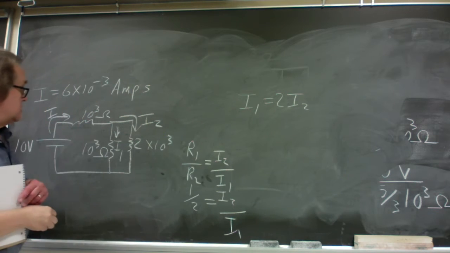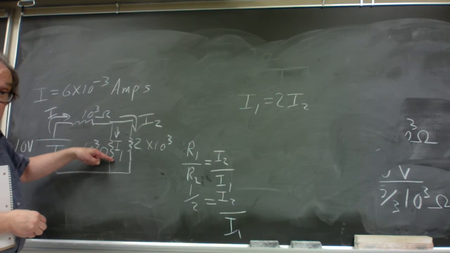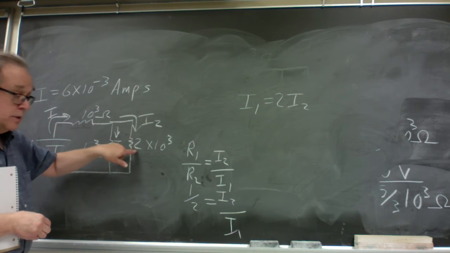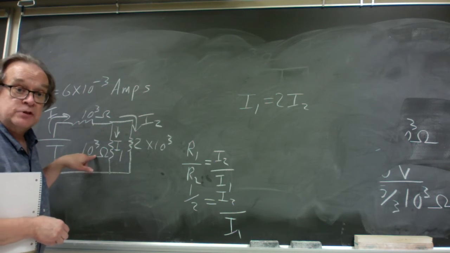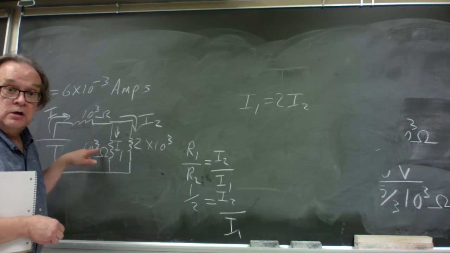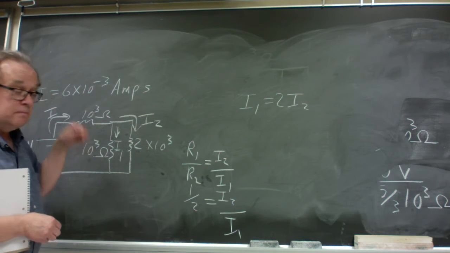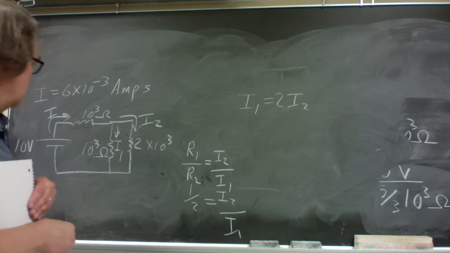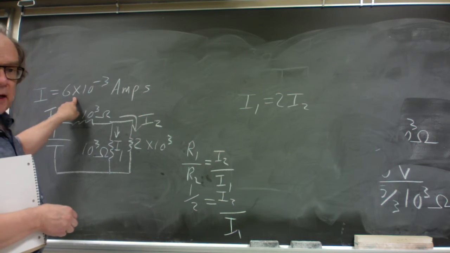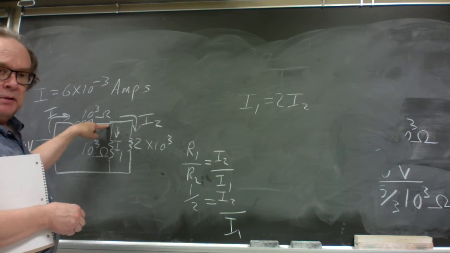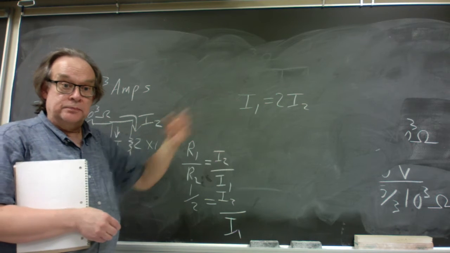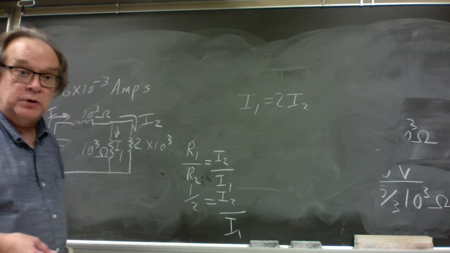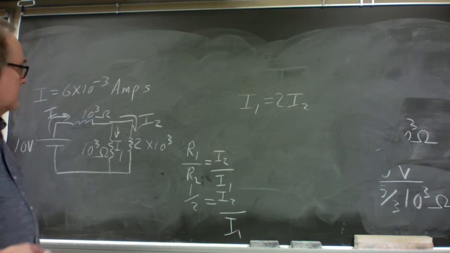And that should make sense. I1, the current this way, is twice as big as this one because this resistance is twice as big. You get only half as much resistance here as here, so this ought to have twice as much current. It's 6 milliamps that are being split up at this junction, and it's being split up in a 2-to-1 ratio. So that immediately tells you what the currents have to be.